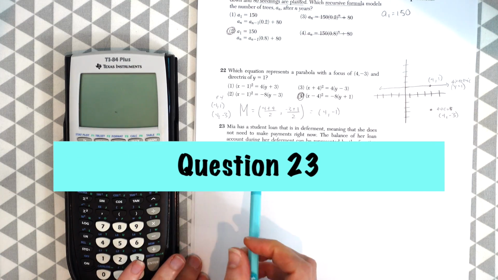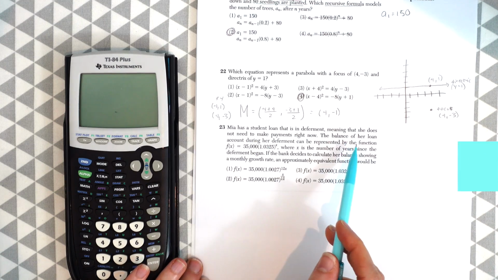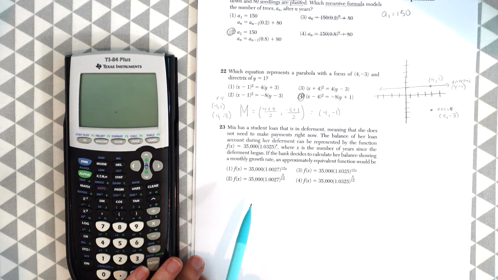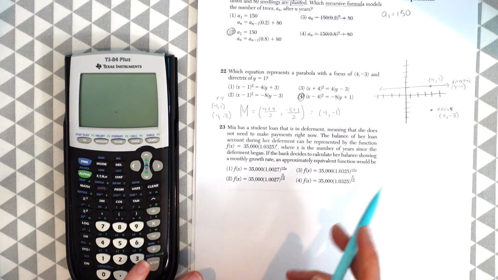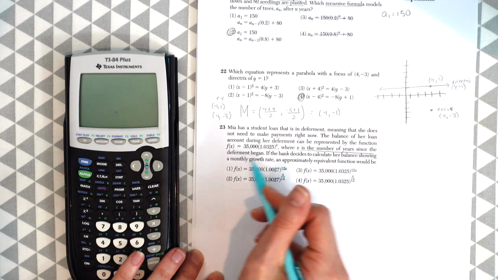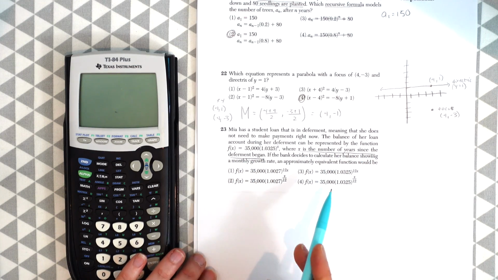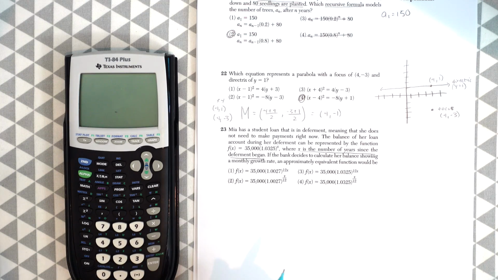Question 23. Mia has a student loan that is in deferment, meaning that she does not need to make payments right now. The balance of her loan account during her deferment can be represented by the function f of x is equal to 35,000 times 1.0325 raised to the x, where x is the number of years since the deferment began. If the bank decides to calculate her balance showing a monthly growth rate, an approximately equivalent function would be what? So the thing that we want to do here is adjust the rate and adjust the exponent proportionally so that our formula doesn't change, but now we can involve months.